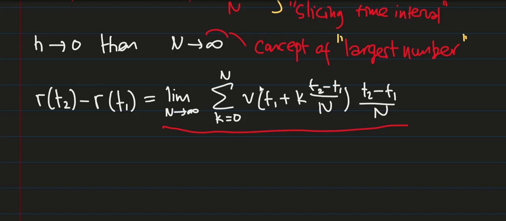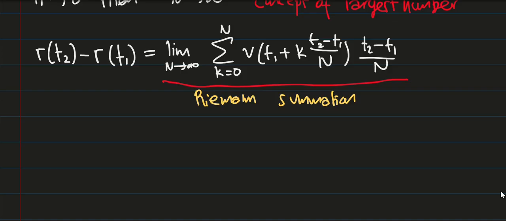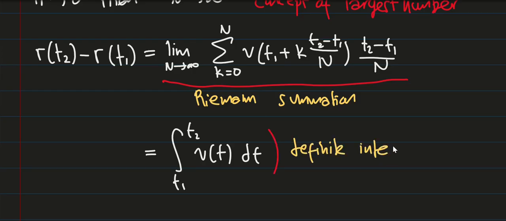Usually this limit, and this is a summation of course, is called a Riemann summation, or I just call it a Riemann sum for short. This Riemann sum is usually denoted by a big S, as the sum of all intervals between t1 and t2, of a function of dt, a definition for the definite integral.